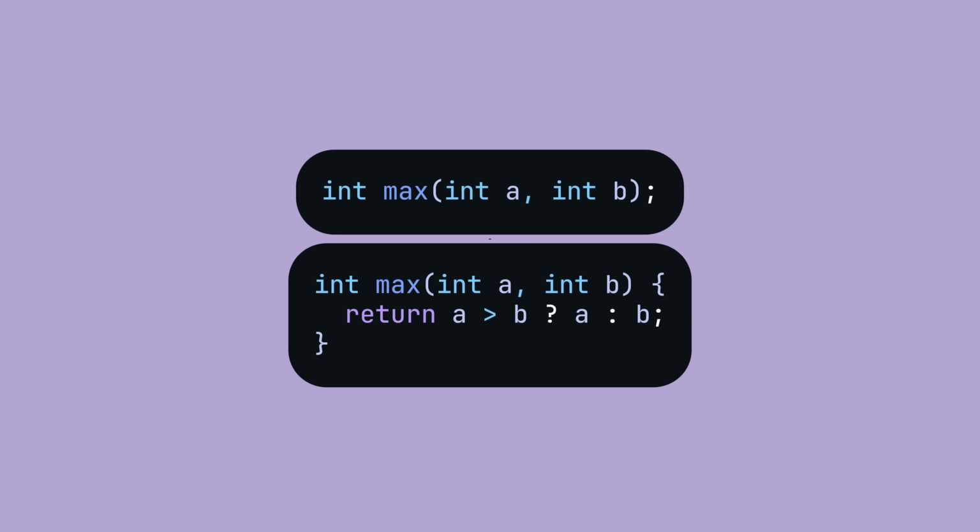The word prototype shows up in another context too. In languages like C, you can declare a function's name and type signature before its full definition appears. This lets the compiler check calls to that function immediately, and later verify that the actual definition matches. It's a different mechanism, but the underlying idea is similar. Register what you expect now and then verify it later.